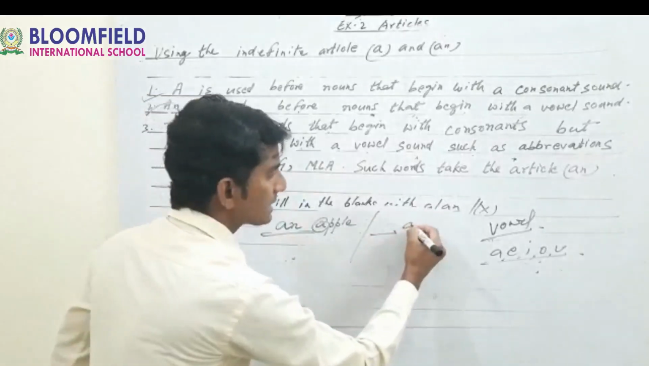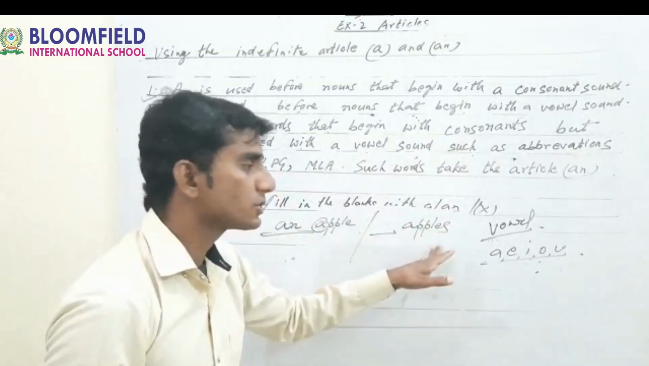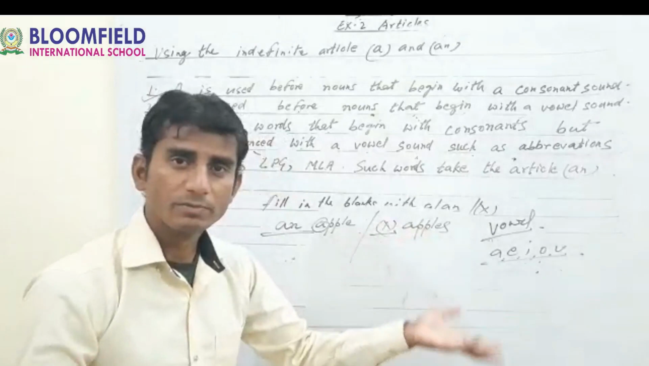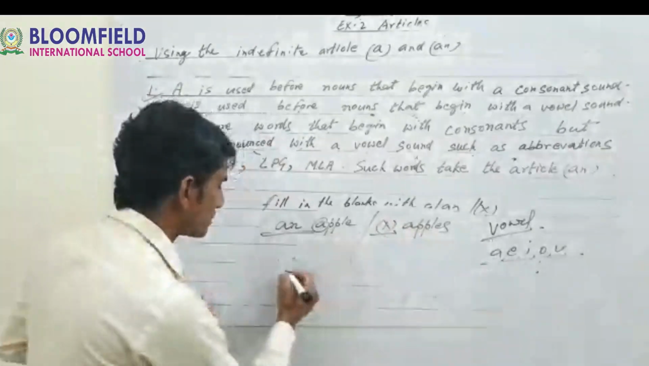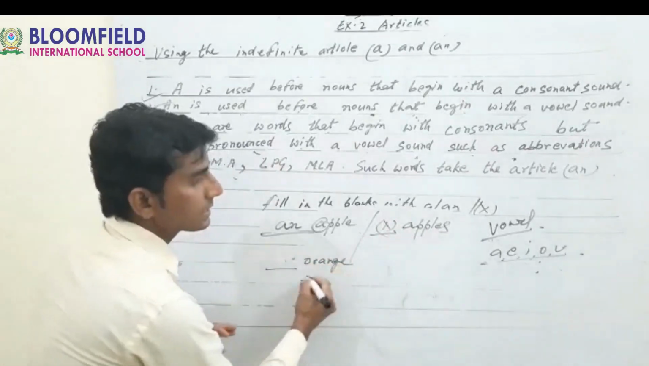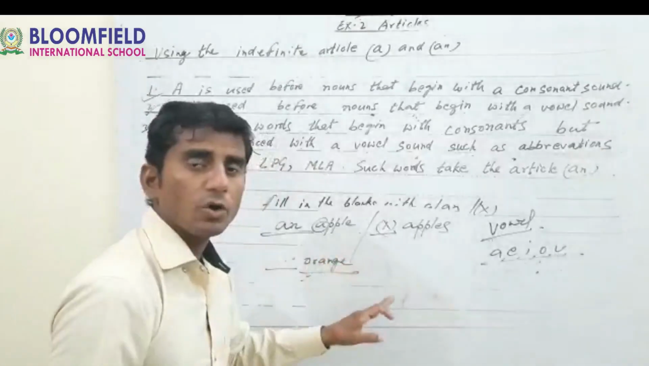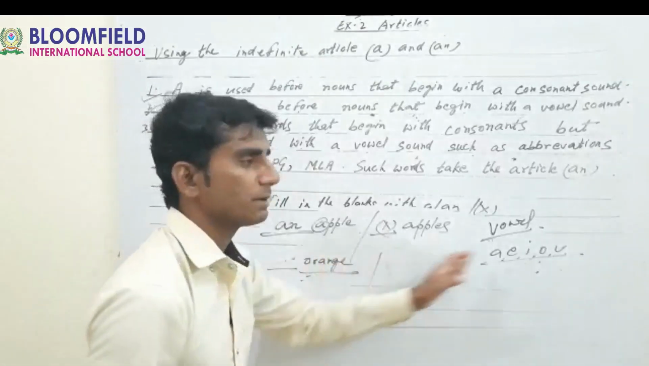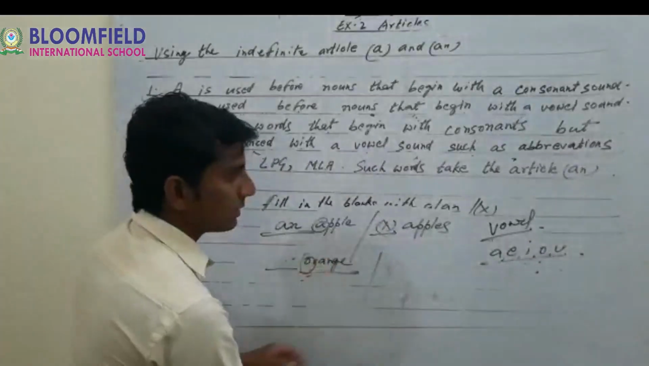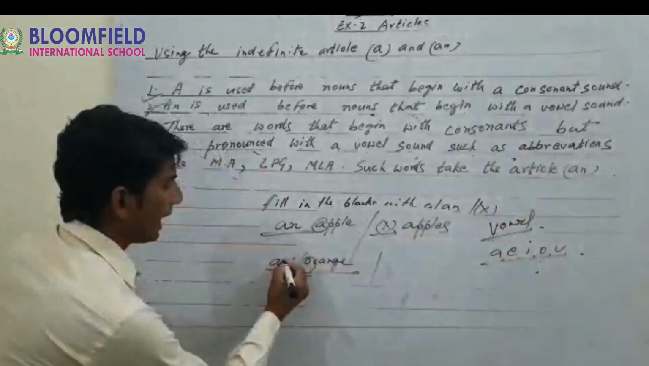Suppose dash apples, A-P-P-L-E-S. Is it singular or plural? Plural. No article is used here. It is very easy, guys. Dash orange, O-R-A-N-G-E. See that? First see whether the question is singular or plural. Singular, so go to the second step, the pronunciation. O is here, which means it is a vowel sound. That means an orange.